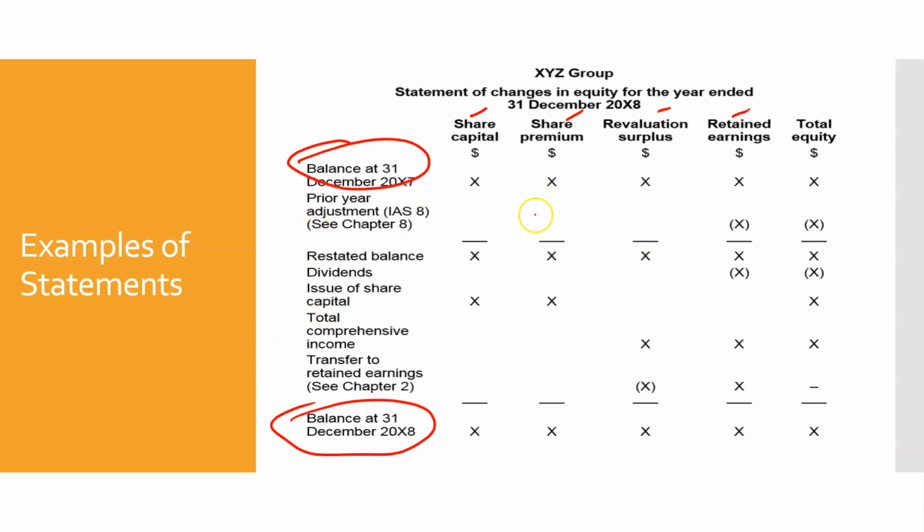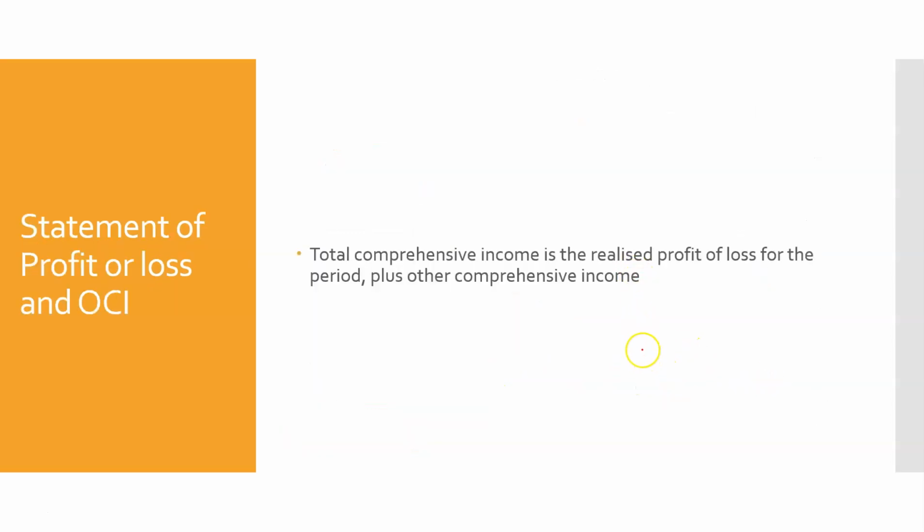Changes, of course. What are the changes over the period? Dividends should be somewhere where you see dividends going out, and dividends are always paid out of retained earnings. Again, you have an issue of share capital, of course. We might have some share premium attached to it, and then you have some comprehensive income affecting this as well. Like I was saying, total comprehensive income, so this is everything: realized profit for the year plus other comprehensive income.